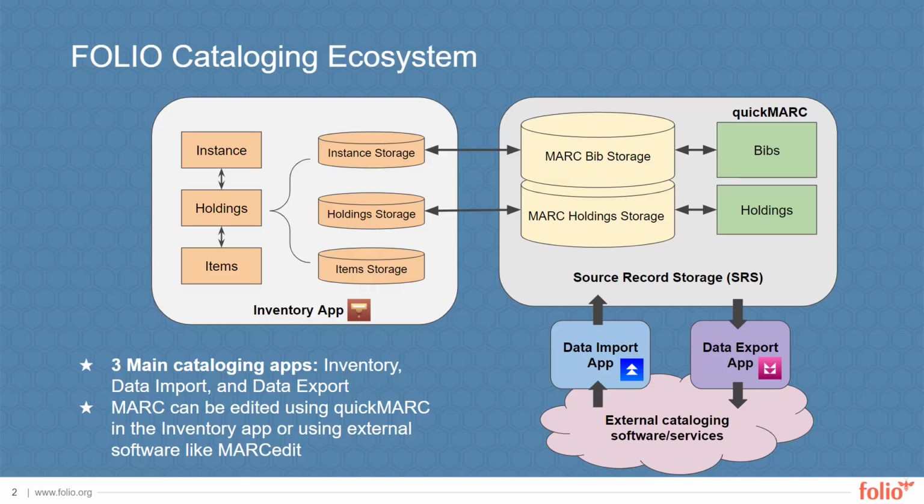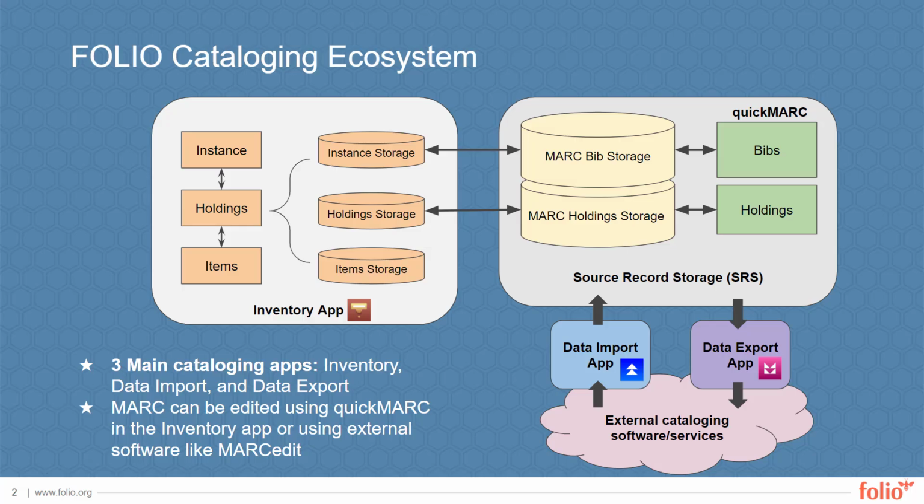The most important three apps when it comes to metadata management in FOLIO are the Inventory app and the Data Import and Export apps. The Inventory app is where you'll be able to search for and edit your instance, holdings, and item records. Since FOLIO is source agnostic, you can have MARC-based records and records without a source in the same system. Any MARC source records are stored in a space called Source Record Storage, or SRS, and can be edited within FOLIO using QuickMARC. Records without a source can be edited directly in the Inventory app.